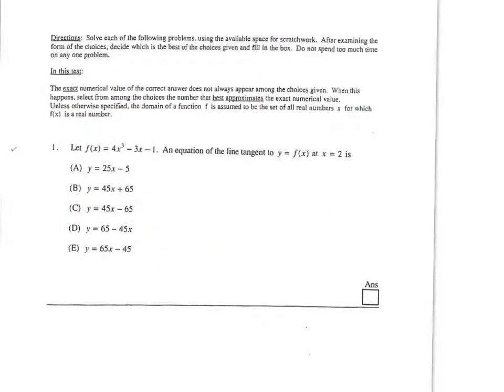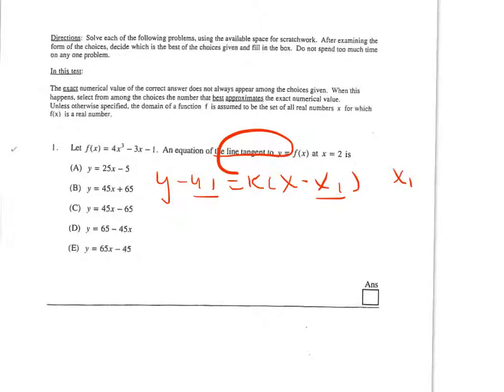Alright, so the hint for the first problem, which is also a very important key term, is the line tangent. Whenever you see the line tangent, you should know the standard form for the line tangent: y minus y1 equals k times x minus x1. So x1 and y1 is just one single point, which you can get easily by plugging x equals 2 back into the equation.